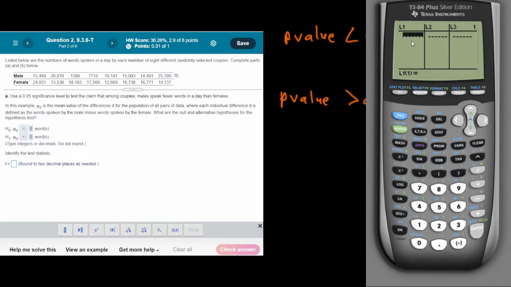This is for the males. That's going to be 15499. We have 26878. We have 1386, 7718, 18141, 15003, 14491. Yeah, it's tedious, but yeah, you know how it is.